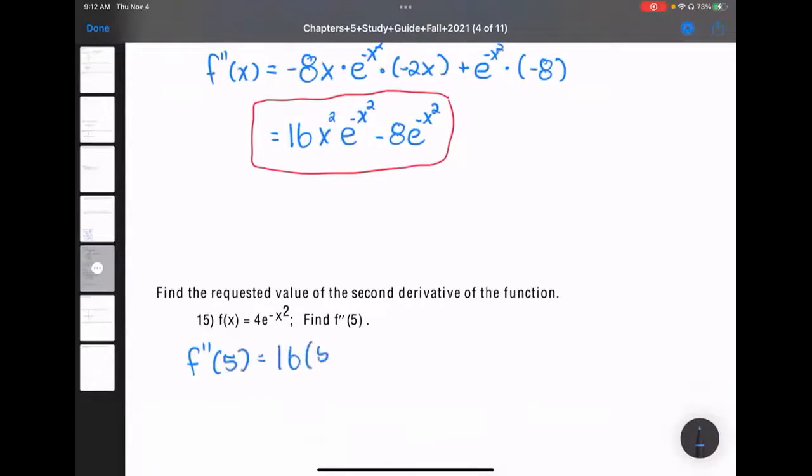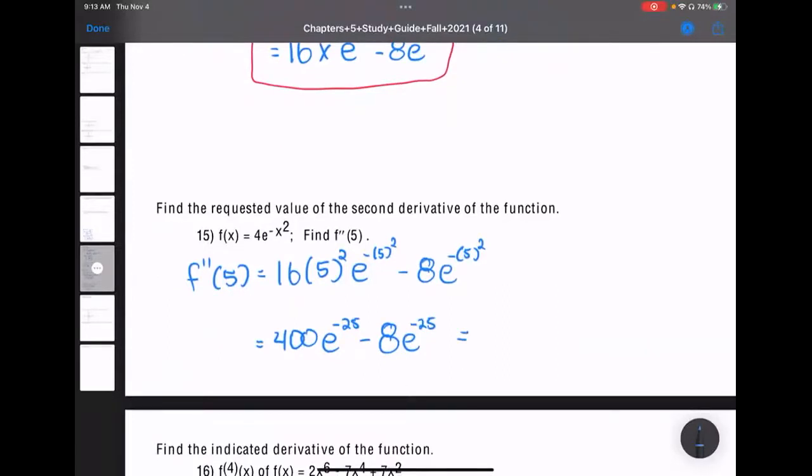Equals 16 times 5 squared e to the -5 squared. Remember, the negative sign is on the outside of the square, so we leave it there, minus 8 e to the -5 squared. 16 times 25, because 5 squared here is 25, gives you 400 e to the -25 minus 8 e to the -25.